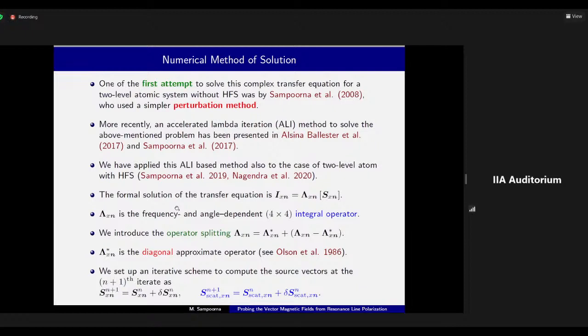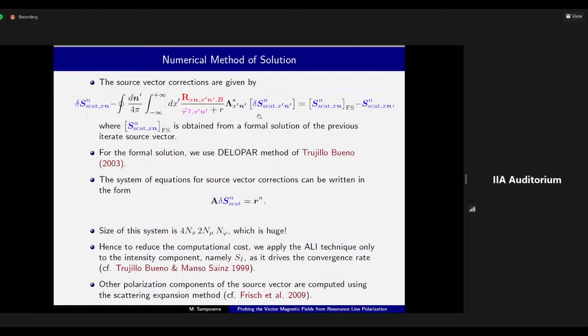Now I will describe very briefly the numerical method of solution. The formal solution of the transfer equation can be written in terms of the lambda operator, which is now both frequency and angle dependent. Following Cannon, we introduce the operator splitting in this way, where lambda star is the approximate operator, and following Olson et al., it is taken to be diagonal. With this, we can set up an iterative scheme to compute the source vector at each iterate, and the source vector correction is given by this expression. Here on the right-hand side, Fs means the formal solution, the source vector obtained by the formal solution of the previous iterative source vector. And for the formal solution, we use the DELOPAR method of Trujillo Bueno 2003.